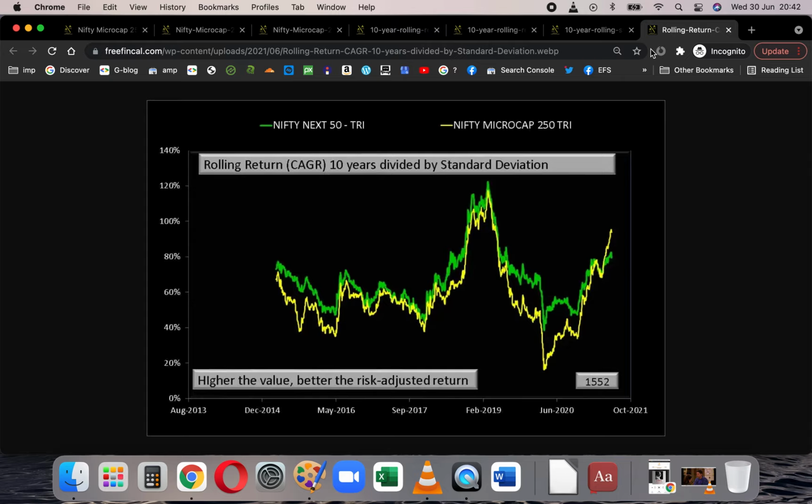Nifty Next 50 is green. So the green line has always been up, which means that for per unit risk you take in the Nifty Next 50 and in the Nifty Microcap, the reward in the Nifty Next 50 has always been higher than in the Nifty Microcap. So there's nothing very sensational about this Nifty Microcap index.